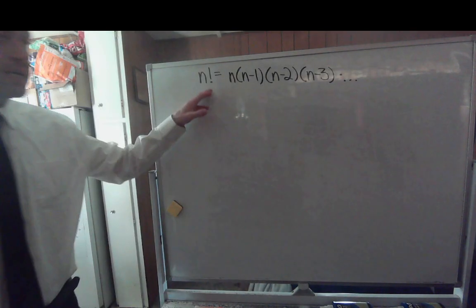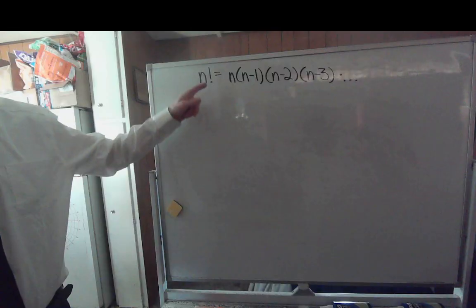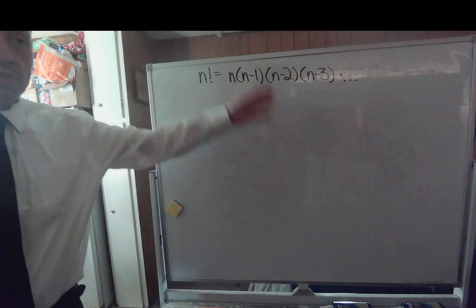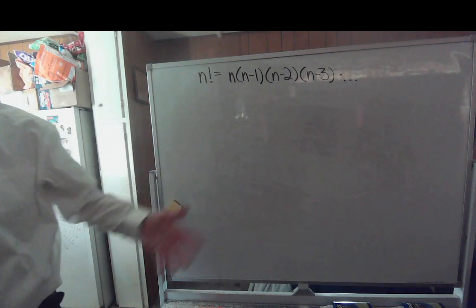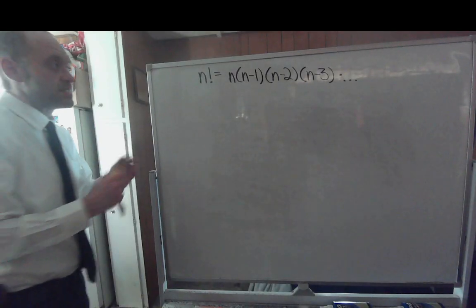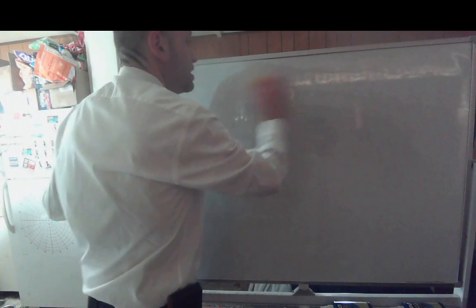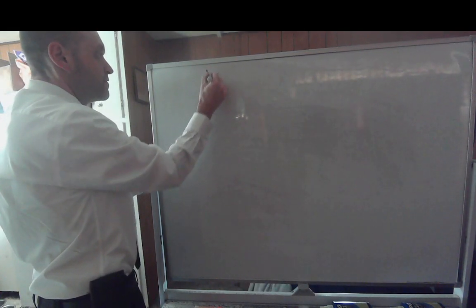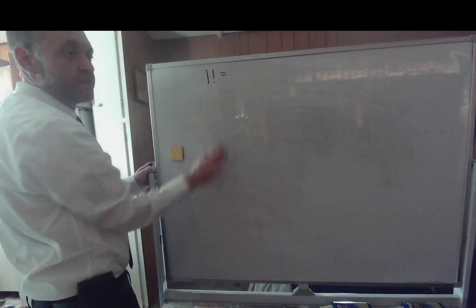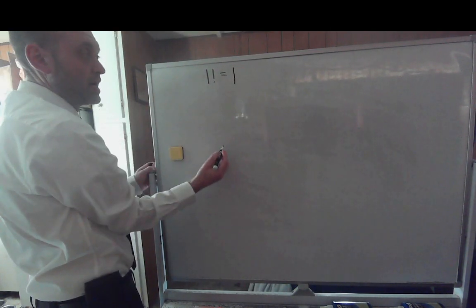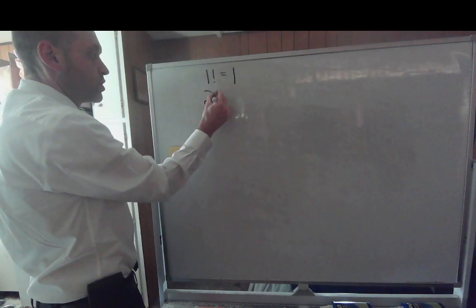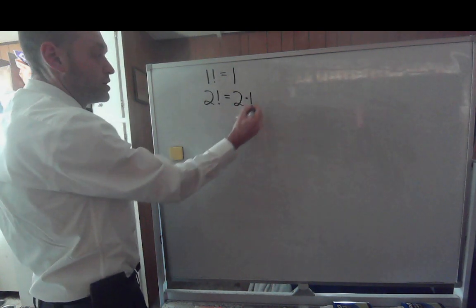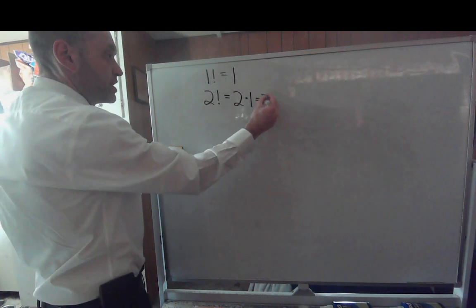So all this means is you're going to multiply the current number you have times one number less, times one number less, times one number less, infinitely. But let's say you have something like 1 factorial. 1 factorial is simply 1, okay? 2 factorial, that's going to be the same as 2 times 1, which is simply 2.